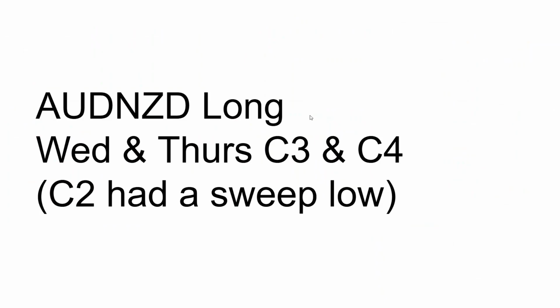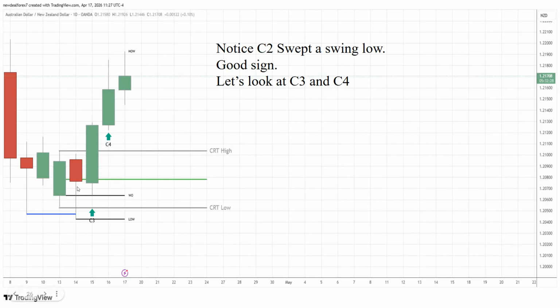Now let's keep going. I think this is the last one. Aussie New Zealand long. Yeah, Wednesday and Thursday for candle 3 and 4. This one was textbook. And as well, candle 3 had a sweep to the low on the daily chart. So I included a couple extra candles just so you can see that, because on the daily, the market level indicators, it'll show you what sweeps where.